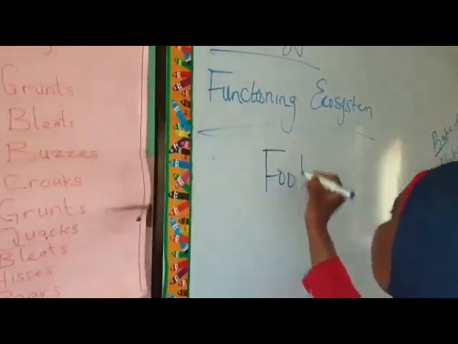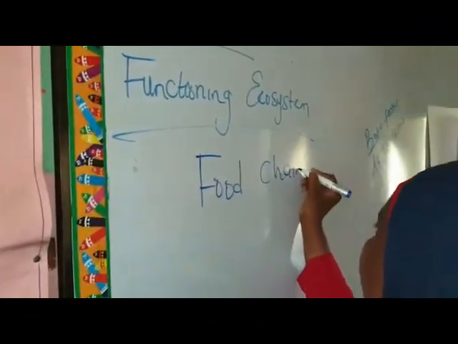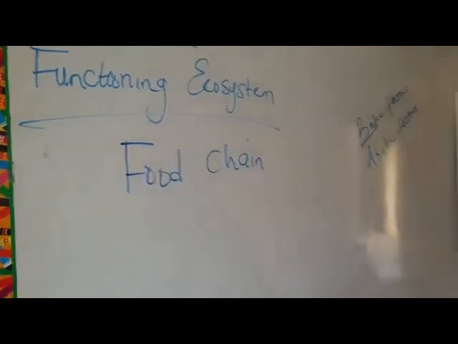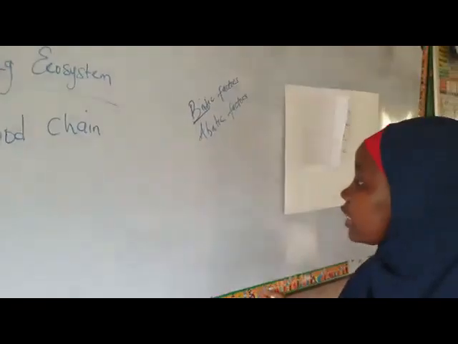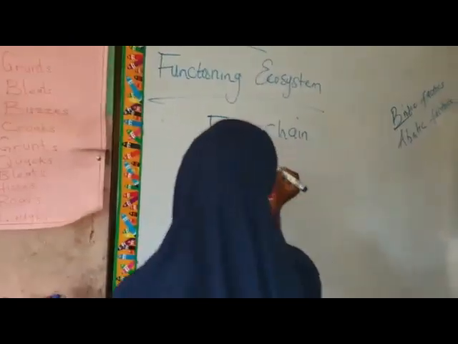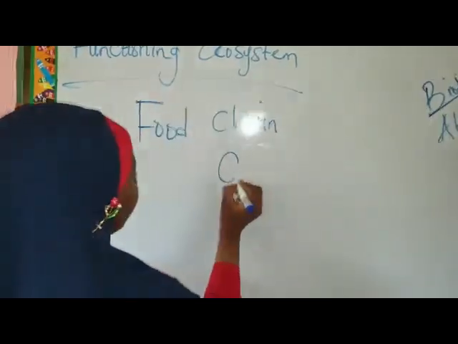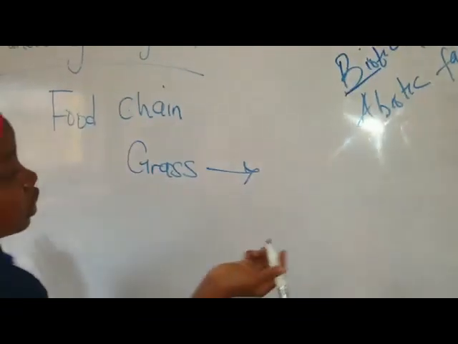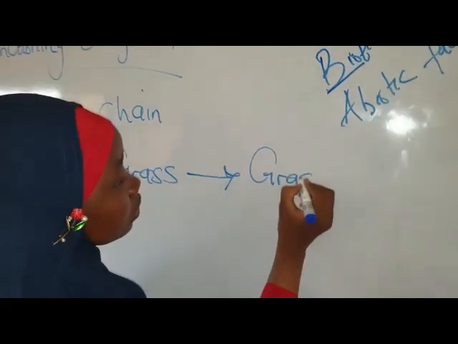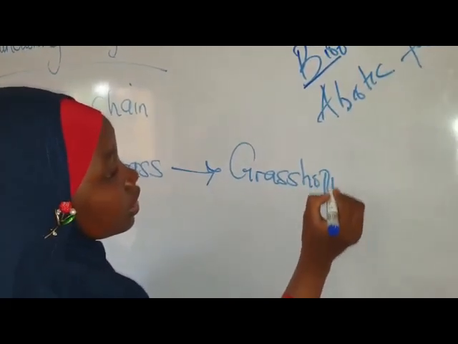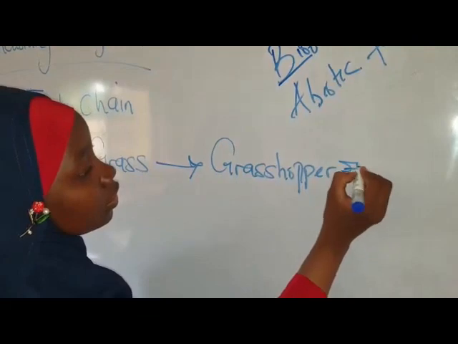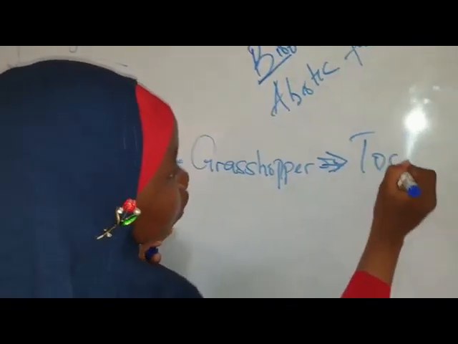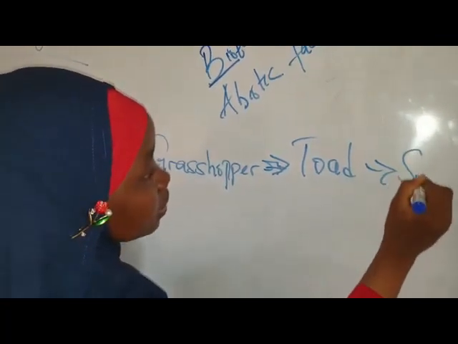We have the food chain. A food chain is a linear representation of feeding relationship between organisms and their environment. I will give you an example of a basic terrestrial food chain. We have grass. Grass is the basic terrestrial food chain. The grass is eaten by grasshopper. Grasshopper can be eaten by, let's say, toad, which is further eaten by snake.